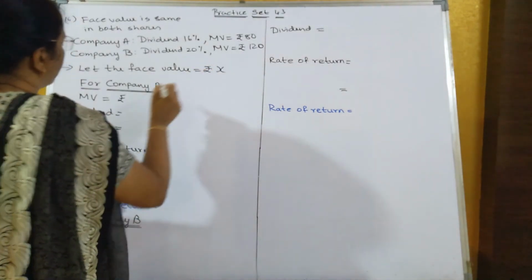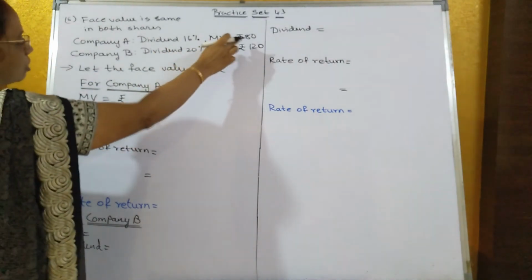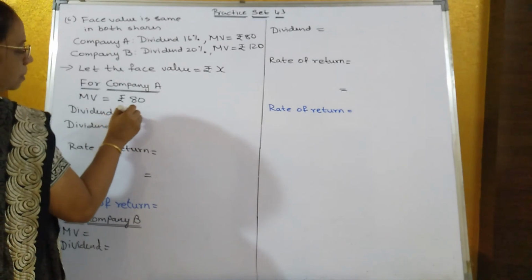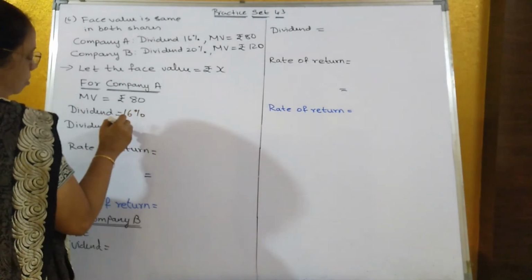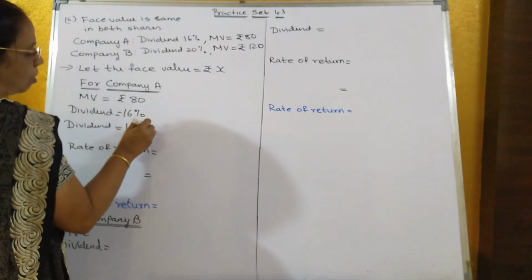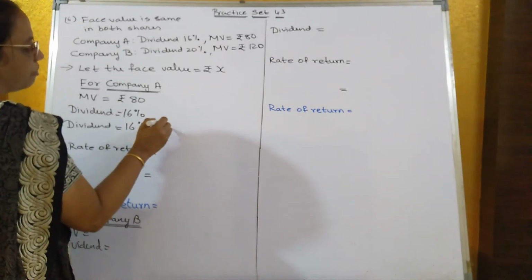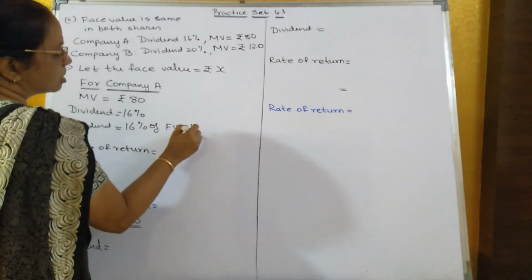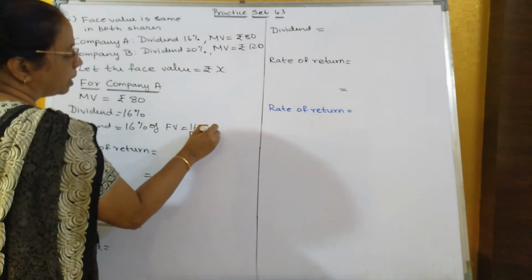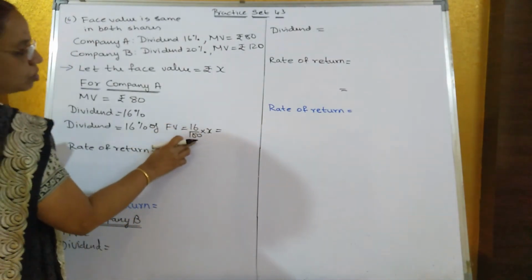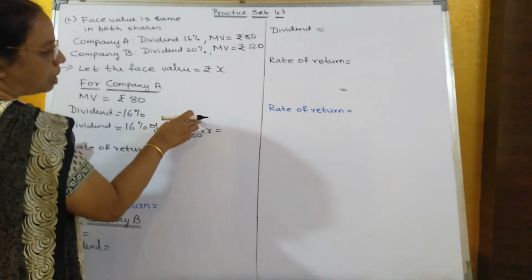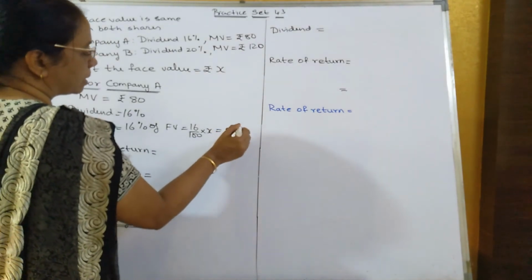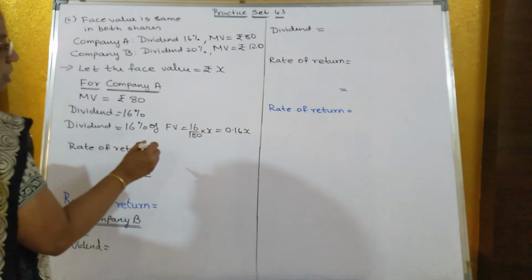So for company A, the market value is rupees 80, and dividend is equal to 16%. Therefore, dividend is equal to 16% of face value. So that is equal to 16 upon 100 into x. Now when you remove these two 0s, the decimal will come after the first two numbers, so it will be 0.16x.